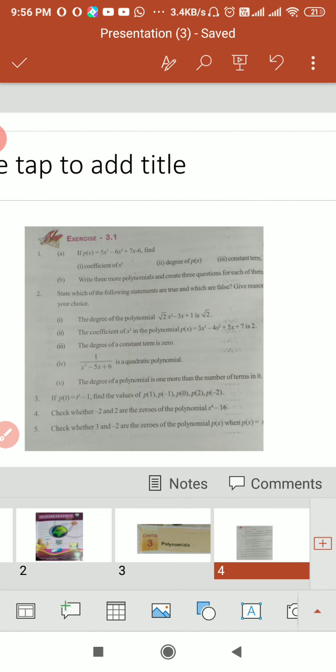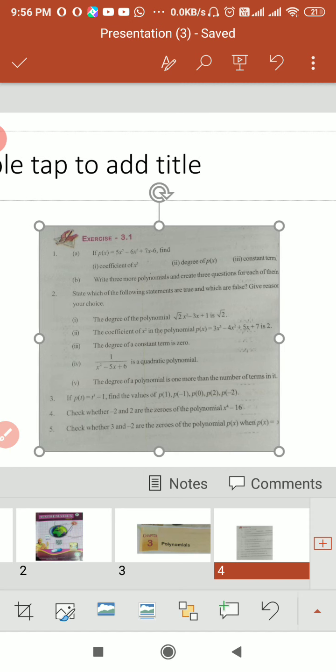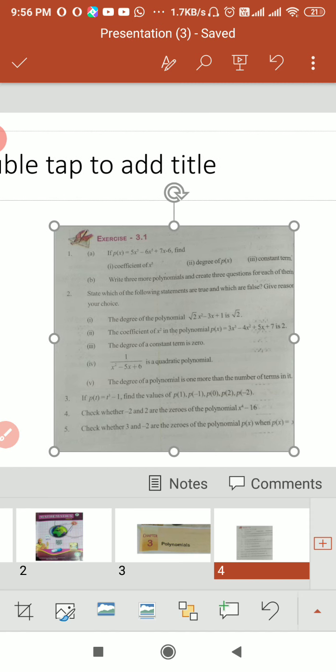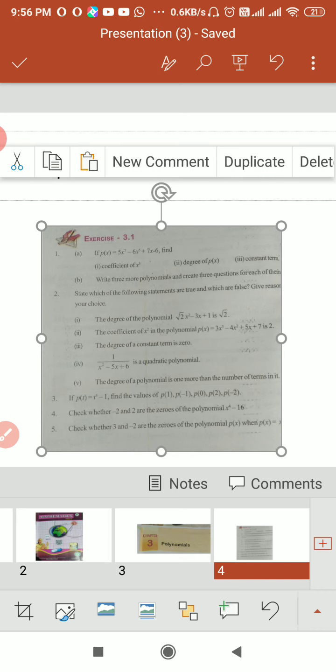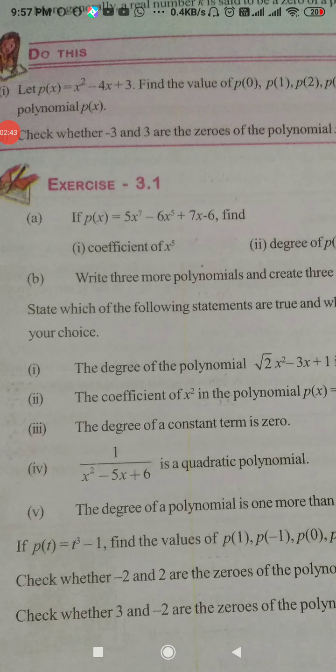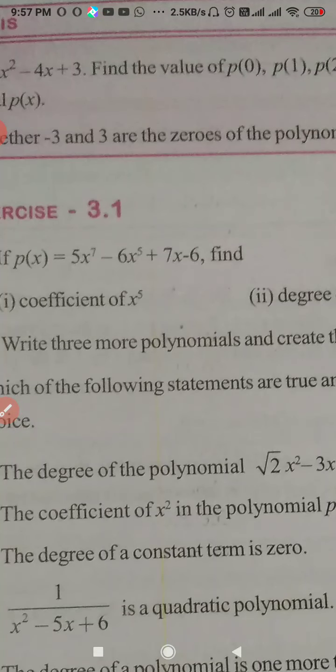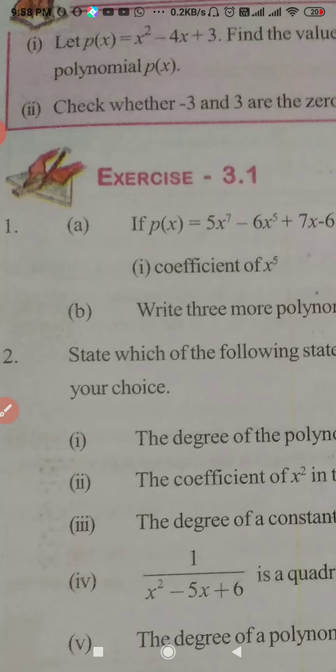First question is, if p of x is equal to 5x power 7 minus 6x power 5 plus 7x minus 6. Here, that is the polynomial.